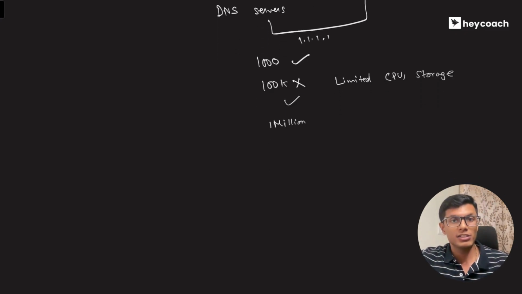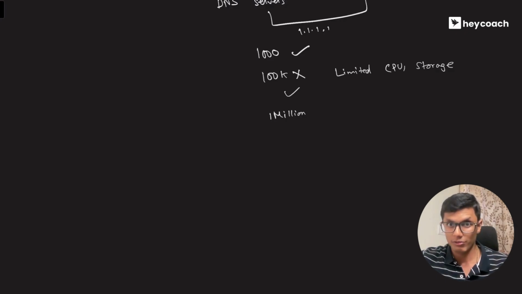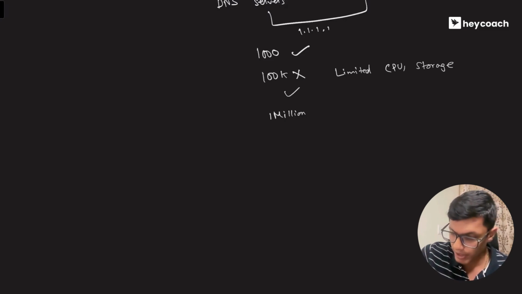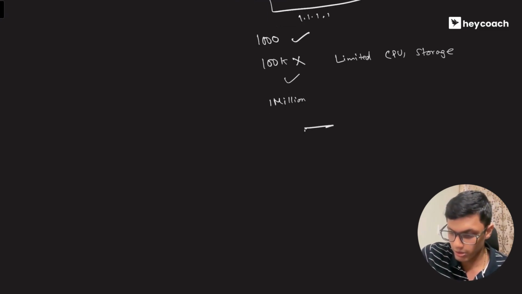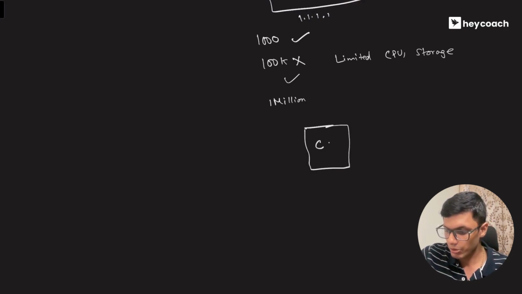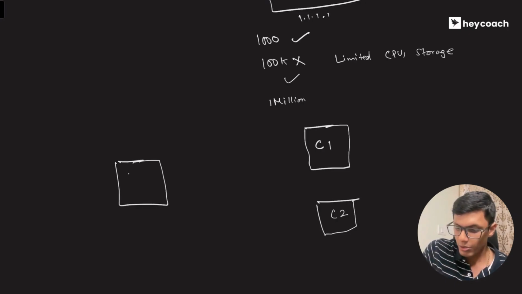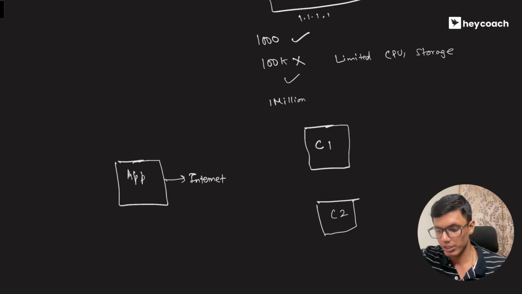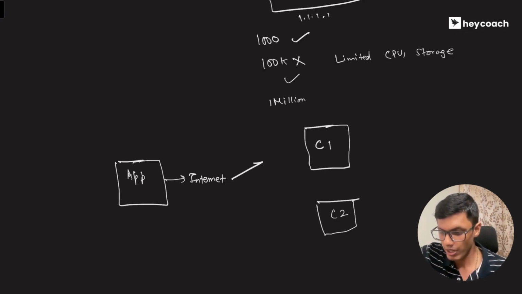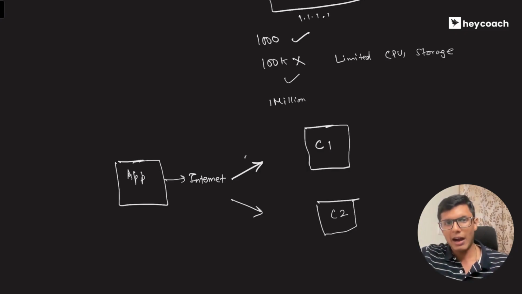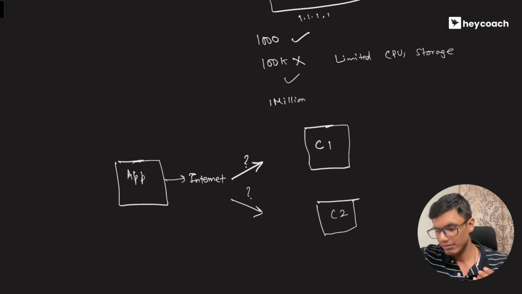I can then think of adding more servers for my application. So I'll say, okay, I bought another computer. So this is computer 1 and this is computer 2. The request is coming from the application to the internet, and now the DNS servers need to figure out whether they want to send the traffic to computer 1 or computer 2. How do we do that? It's very difficult, right? We cannot say always send the traffic to computer 1 because then the problem still remains the same. So what can we do?